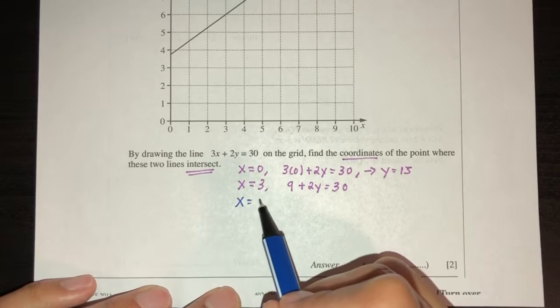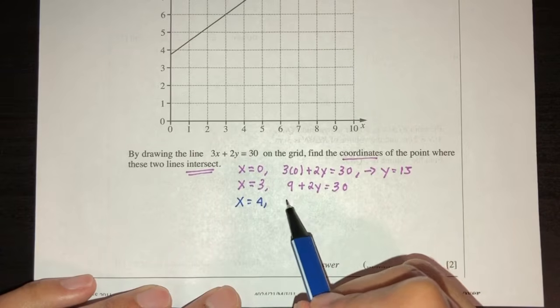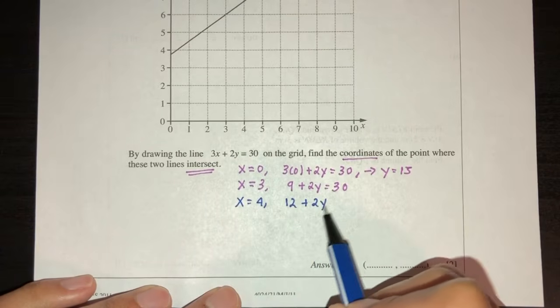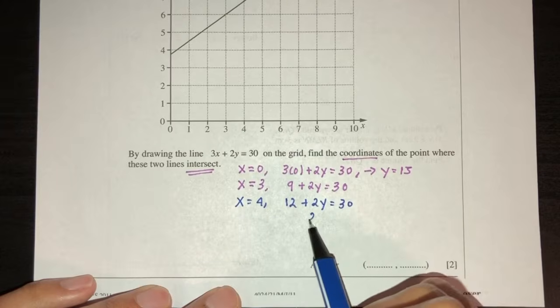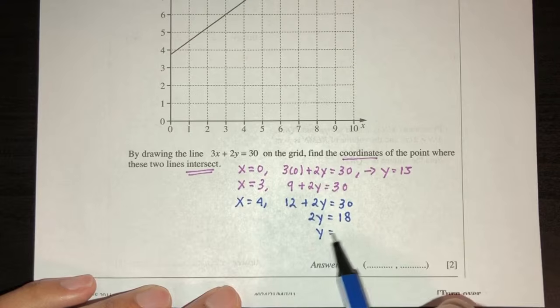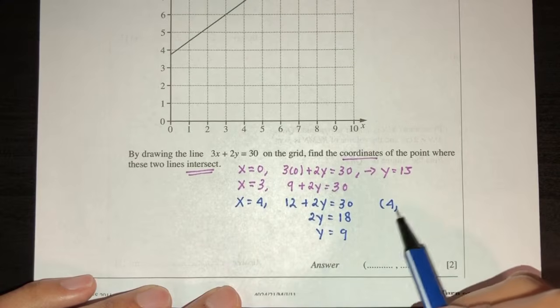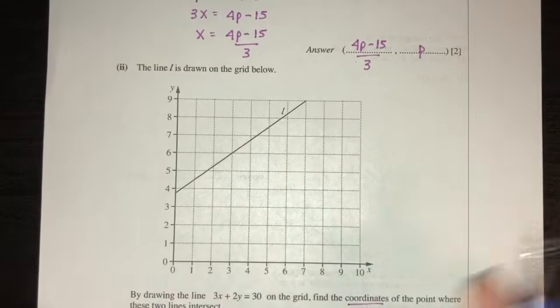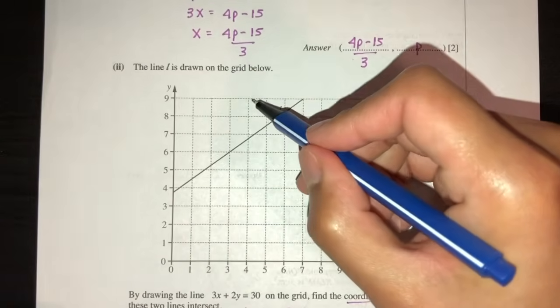If x is equal to 4, that would be 12 plus 2y equal to 30. So 2y is equal to 18. Y will be 9. So that's our first point, (4, 9). So (4, 9) will be right here.